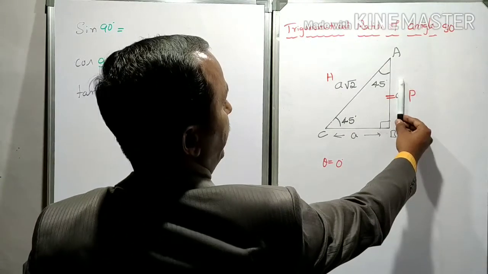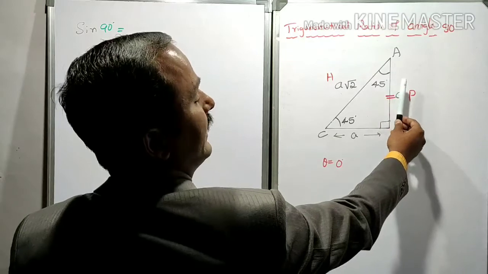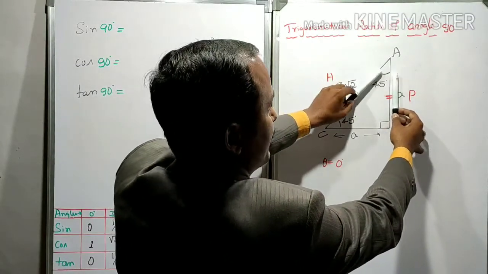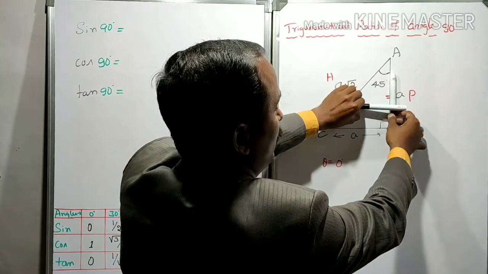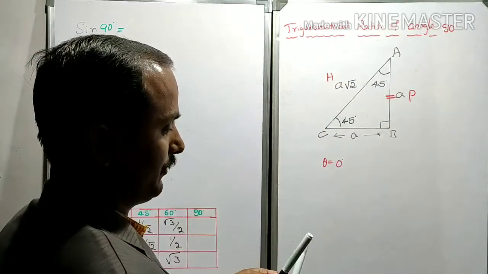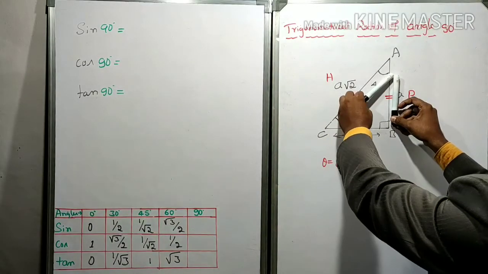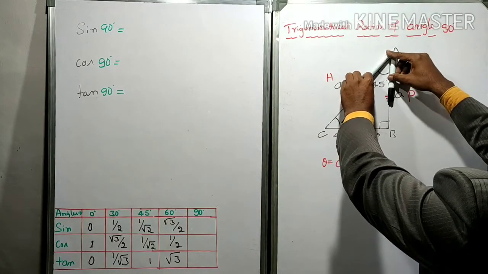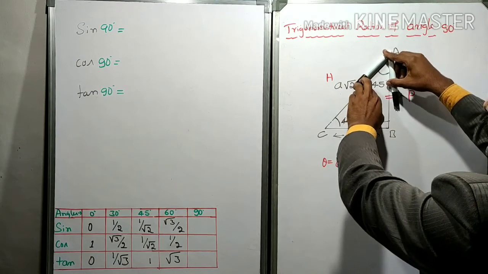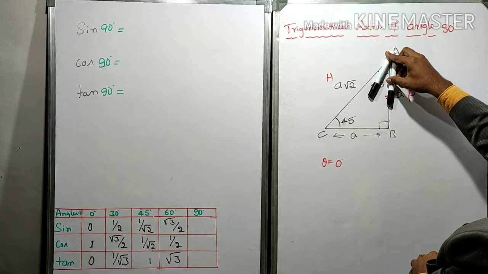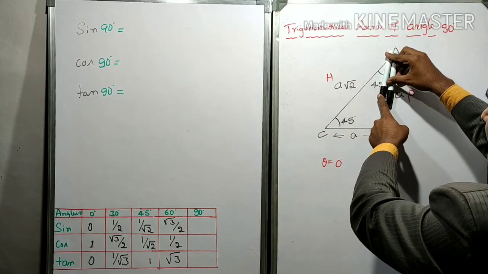See, this is the perpendicular side of the right angle triangle. This is the hypotenuse side. See, I will show, dear children, carefully observe. This is perpendicular, this is hypotenuse. Now, this hypotenuse side length, look here, it coincides like this.